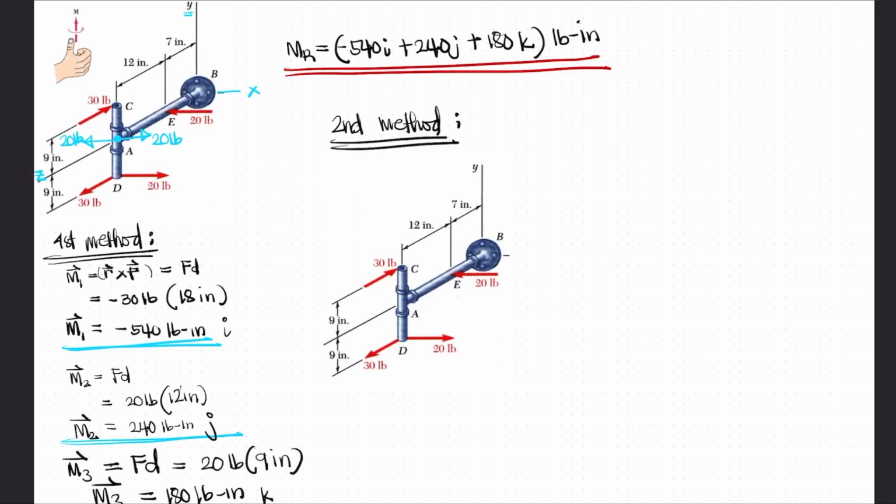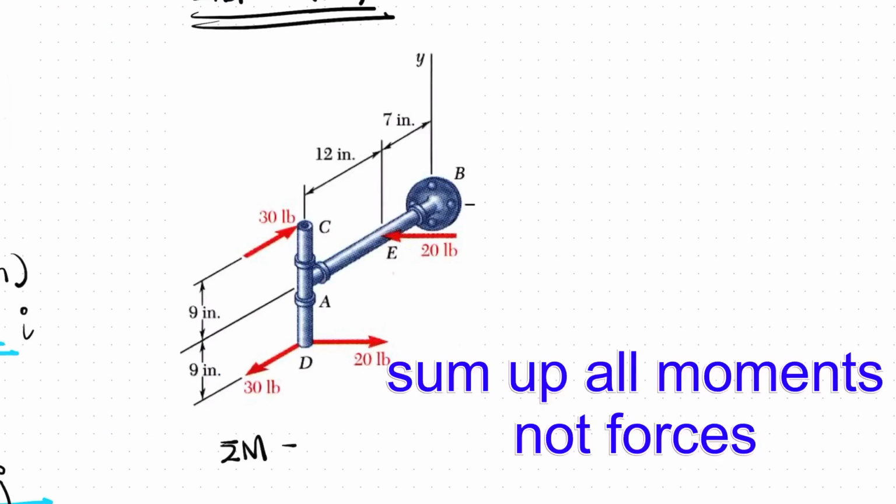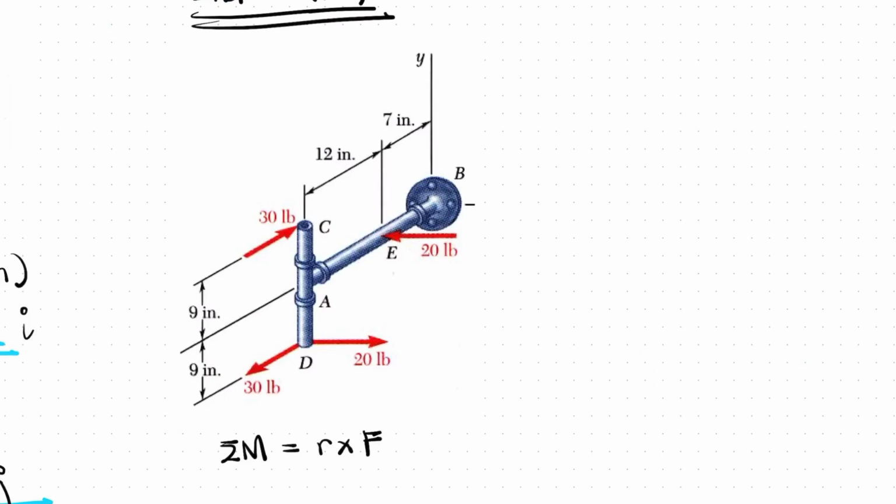So, for this figure, the second method is to sum up all forces, which is equal to R times F at a point that we select, which is equal to the moment at that point, or the vector moment at that point. So, we need to select a point where we will take the moment.